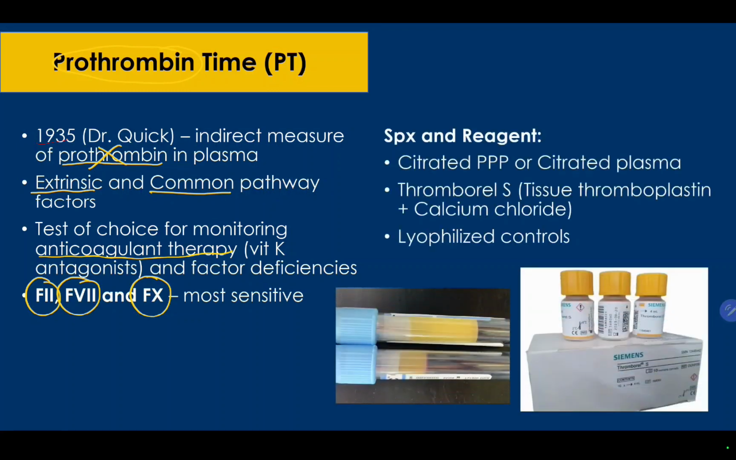As mentioned in our pre-lab discussions, citrated platelet-poor plasma or citrated plasma is the specimen of choice in this test. For the reagents used, we have your Thromboplastin S, which contains your tissue thromboplastin and your calcium chloride. We also use your lyophilized controls, which are usually in 3 ranges: the normal, the low, and the high range. These are used to determine the quality and integrity of our test.